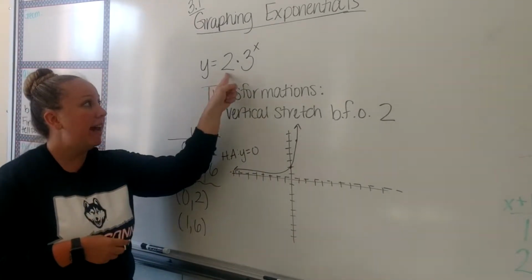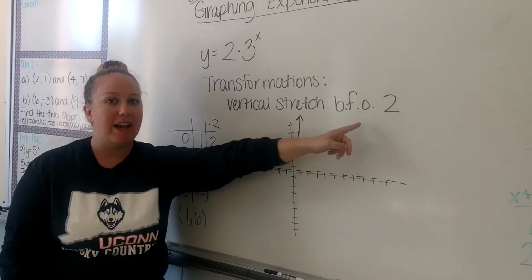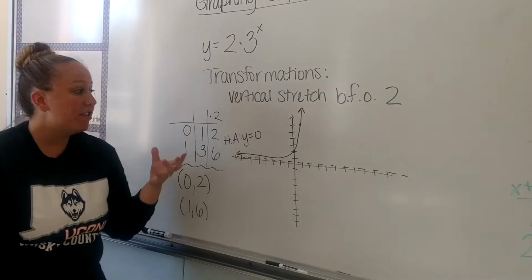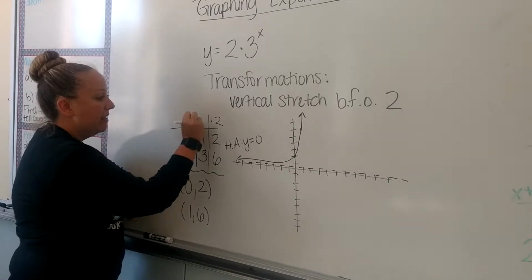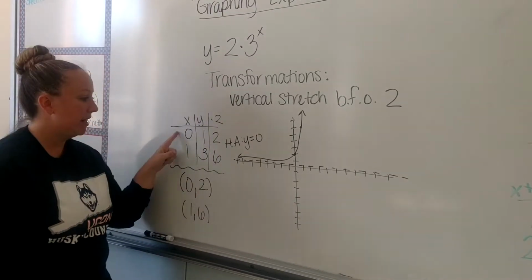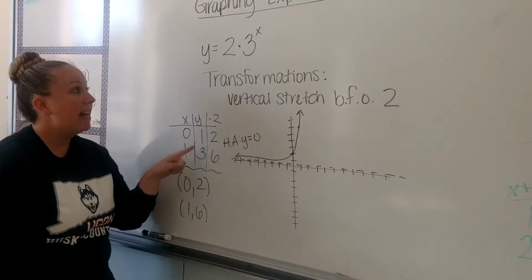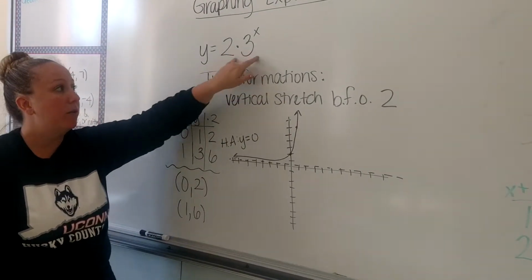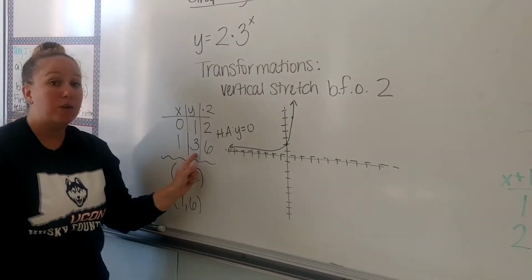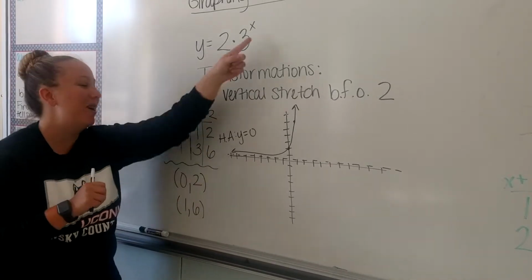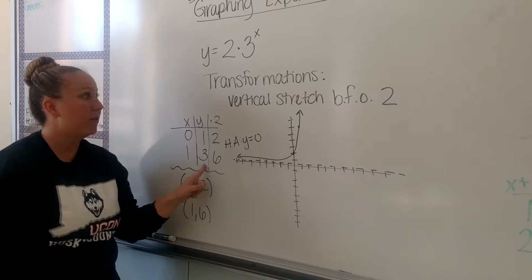Because it's being multiplied by 2, this is a vertical stretch by a factor of 2. Just like last year, we're also going to make our XY charts. For x, you're always going to pick 0 and 1, and you get your y's from this base. So 3 to the 0 is 1, and 3 to the 1 is 3. Those are the 2 points you're starting with, (0, 1) and (1, 3).